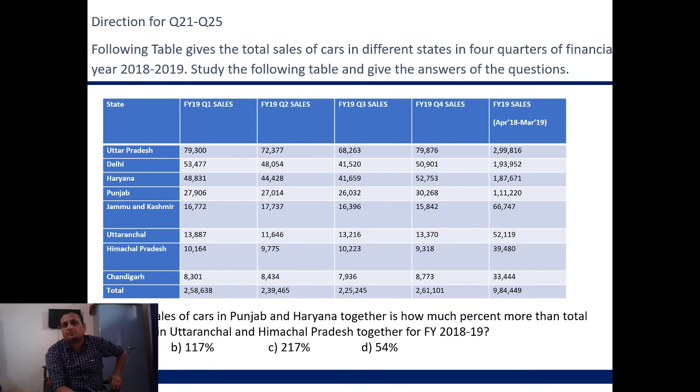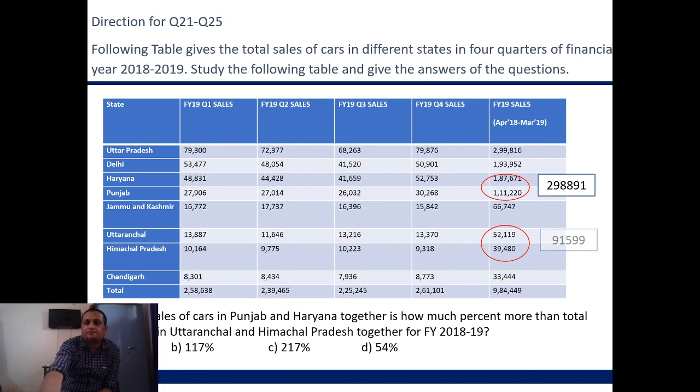Now this is my next question. Total sales of car in Haryana and Punjab together is how much percent more than the total sales of car in Uttaranchal and Himachal Pradesh together in this year? So what will I calculate first? First I will calculate the total sales of Punjab and Haryana. So the total sales of Punjab and Haryana together is this much, and the total sale of Uttaranchal and Himachal is this much. Now the question is, this value is how much percent more than this value?